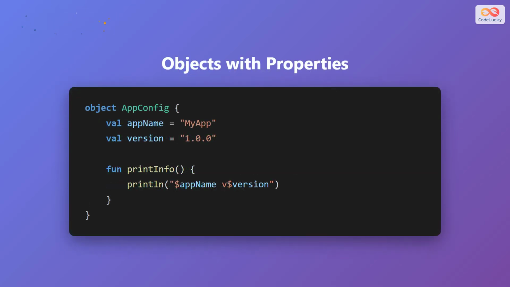Objects can contain both properties and functions, just like regular classes. Here, AppConfig holds application configuration with properties like app name and version, along with a printInfo function. These properties are accessible globally wherever you need them.